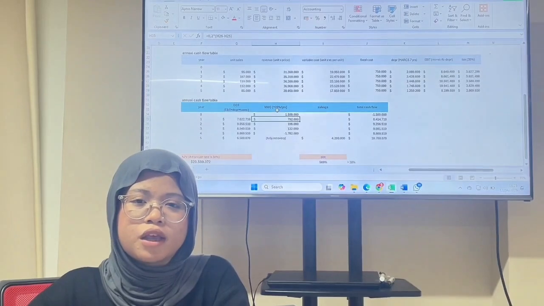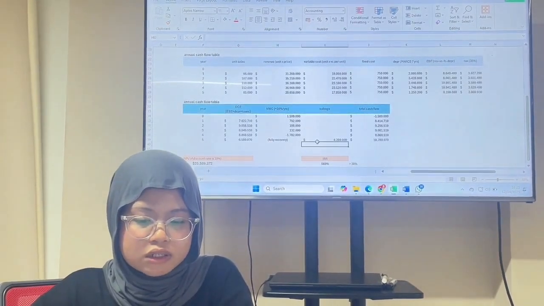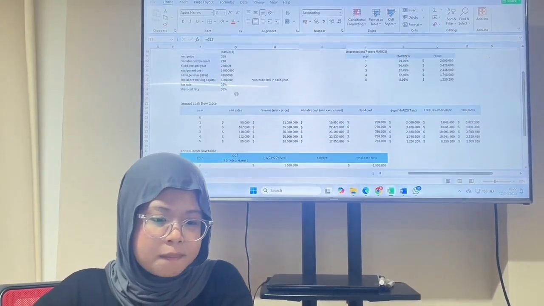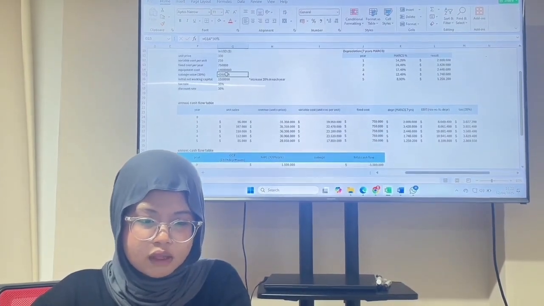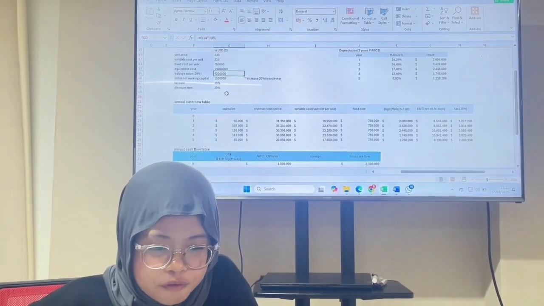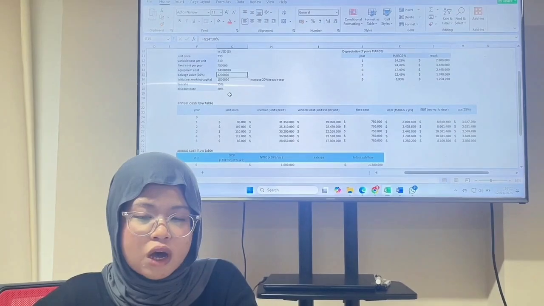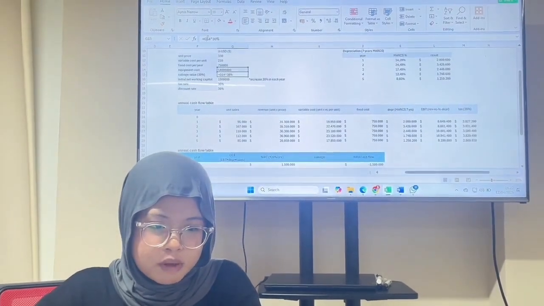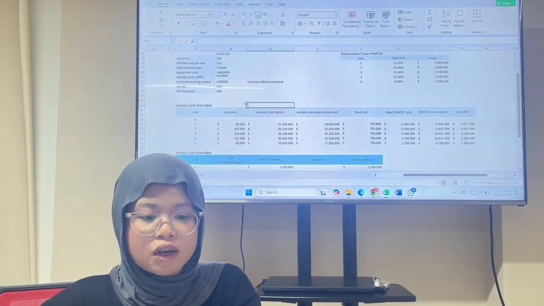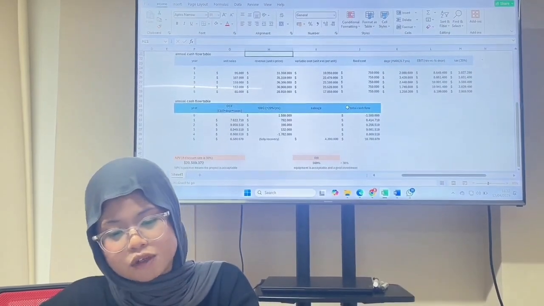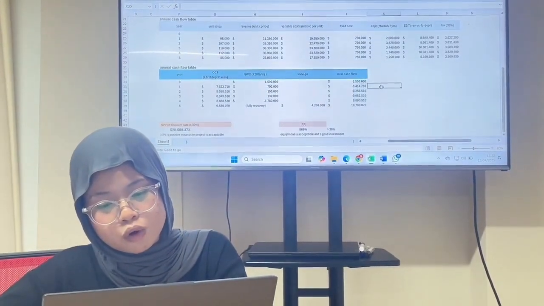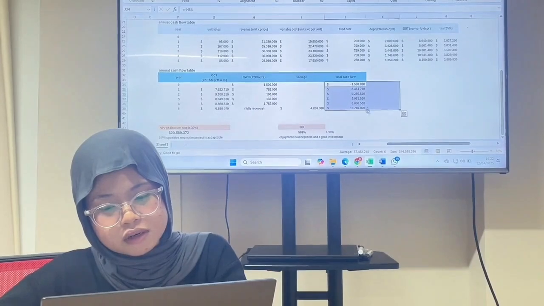Also, the rest is we add the 20% because it's given by the question that the NWC will be increased every year by 20%. And also the salvage value will be added in the last year, which is year 5, because the salvage value is 30%, so we get 4,200,000 by multiplying the equipment cost by the 30%. After we complete all the numbers, we calculate the total cash flow, which is this number.